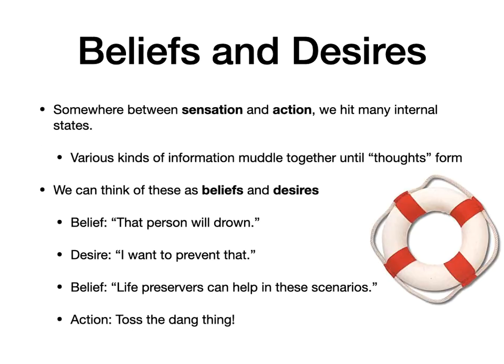So, beliefs and desires. Somewhere between sensing the world and acting on it, you have a bunch of internal states, right? And all kinds of information is available here in the form of a thought. So you can think about the basic thought as these beliefs and desires, right? And these would be sort of small internal sentences. So belief: that person will drown, given their current situation. Desire: I want to prevent that. Belief: life preservers can help in these scenarios. And then combining these thoughts can lead me to this action of toss the thing, go get it and throw it, right? So this is the idea.